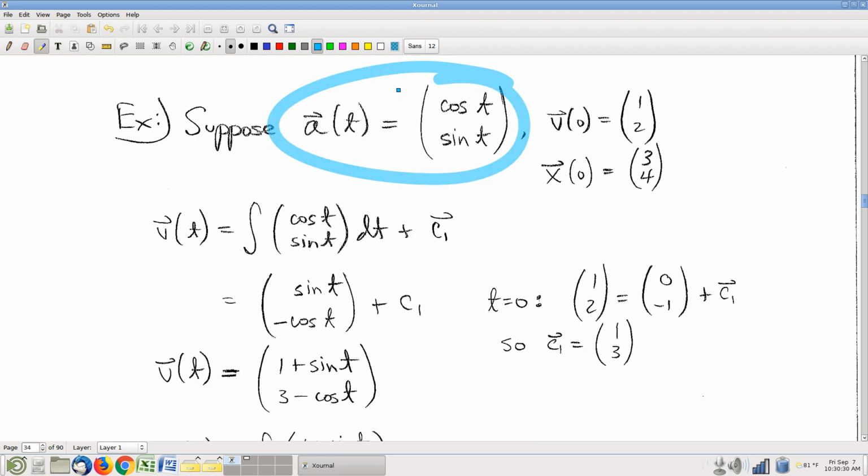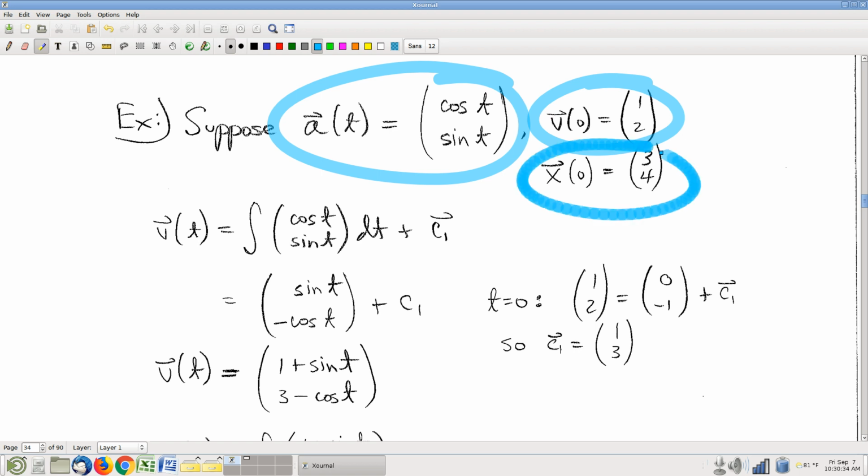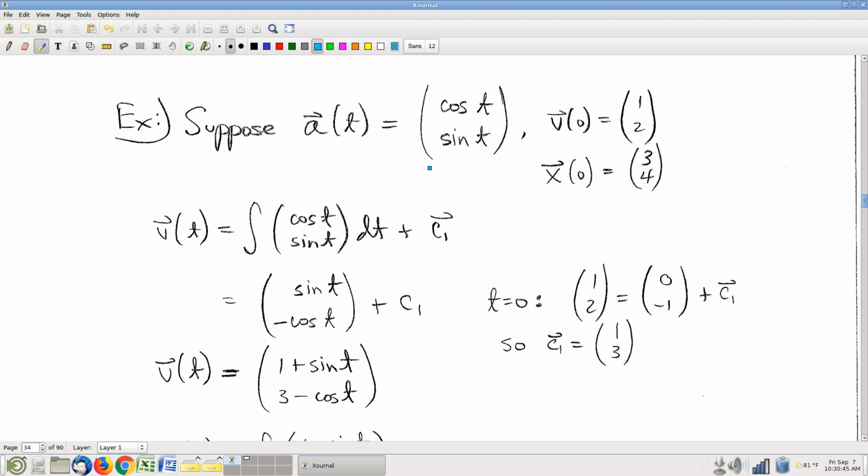Suppose you are given acceleration, and you're also given a starting velocity and a starting position. From this information, find position as a function of time. You have done problems like this in Calc 1 classes with cars driving down roads. So now this is just a two-dimensional version of that.